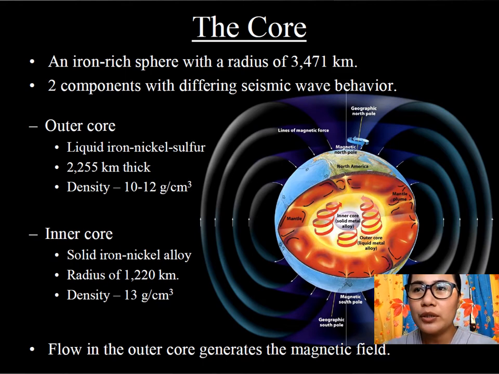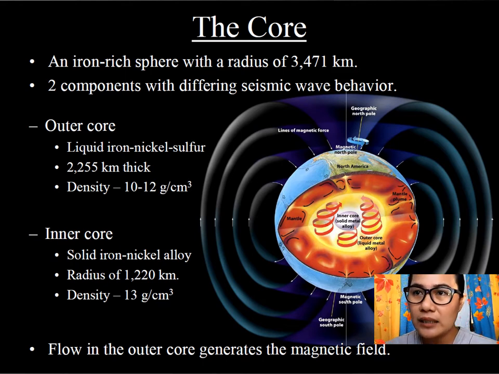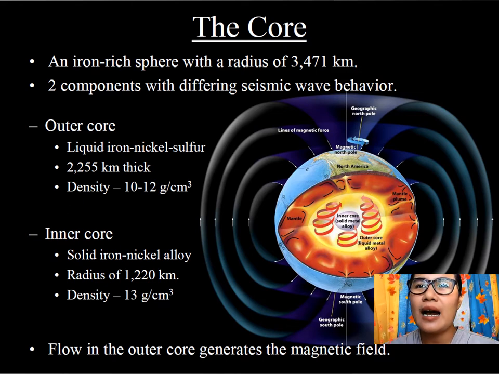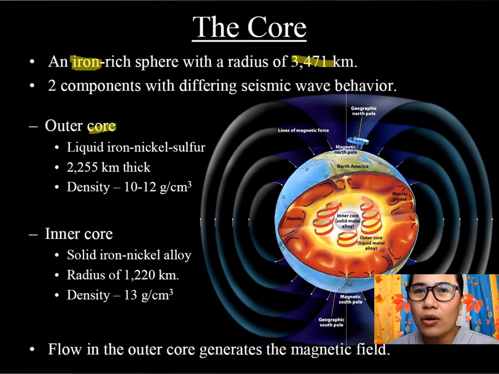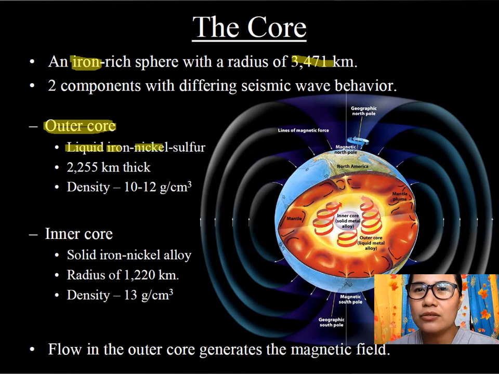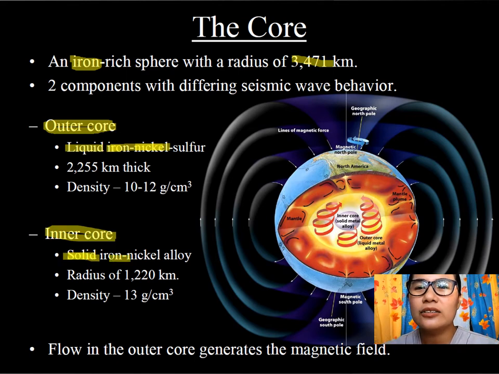The core of the Earth is the reason why we have a magnet. It is composed of iron. It is spherical, lingin, with a radius of 3,471 kilometers. It has two components with differing seismic wave behavior. Si outer core, it is liquid. Ang iron dito o ang nickel tungod sa kainit is liquid. Unya ang inner core nato gahi, solid nga metal, solid iron, solid nickel alloy.